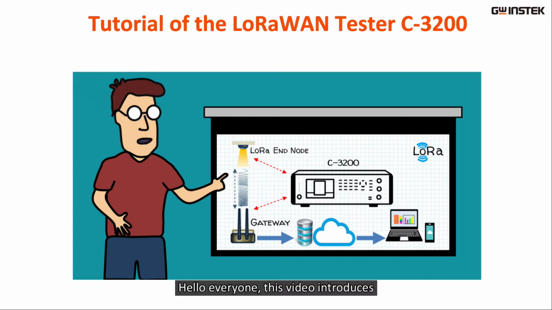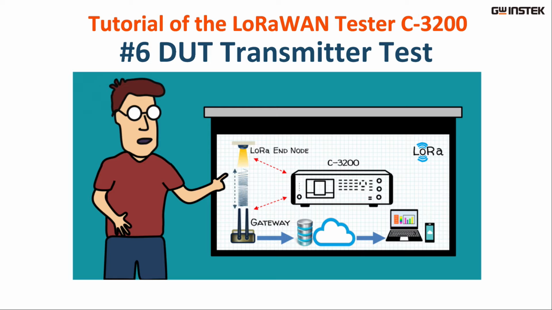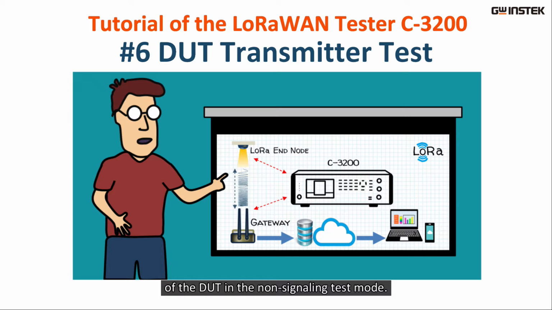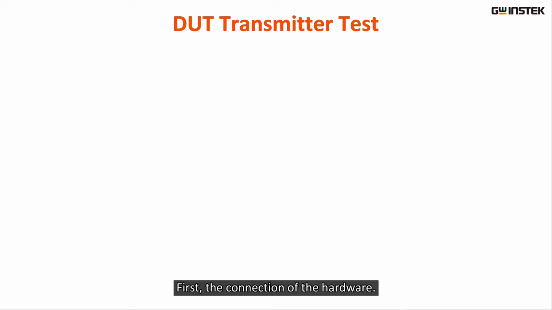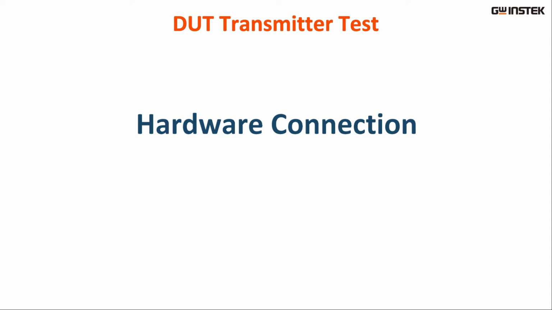Hello everyone. This video introduces how LoRa software controls the C-3200 to test the transmitter characteristics of the DUT in the non-signal test mode. First, the connection of the hardware.